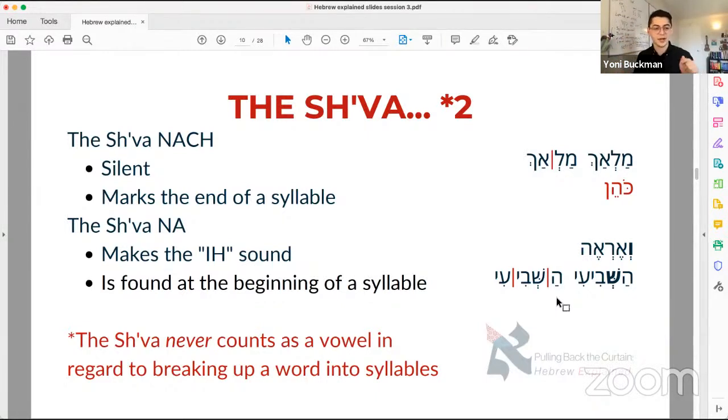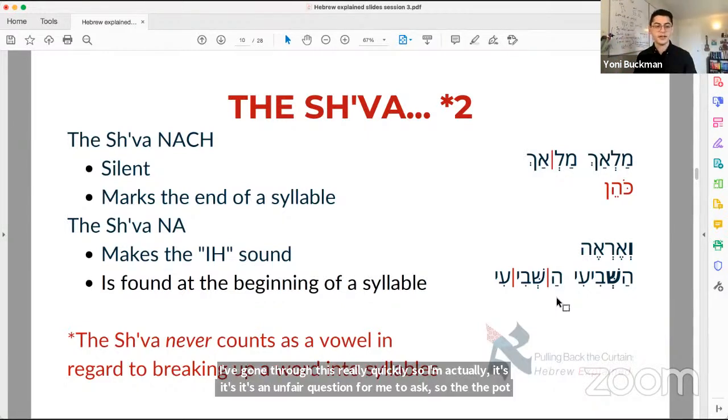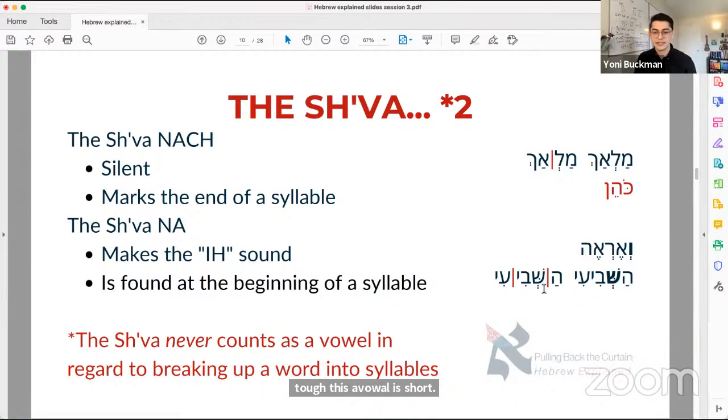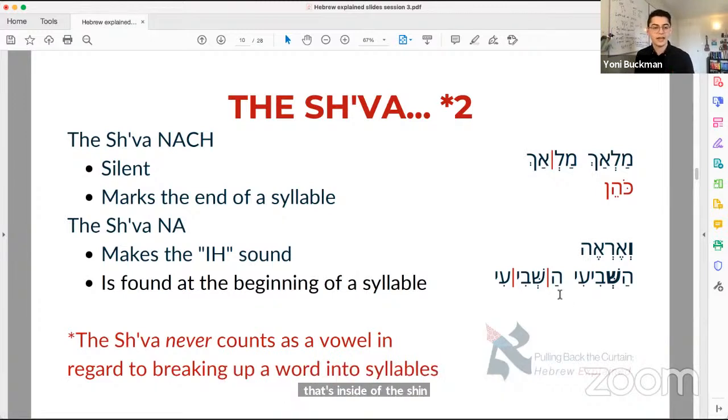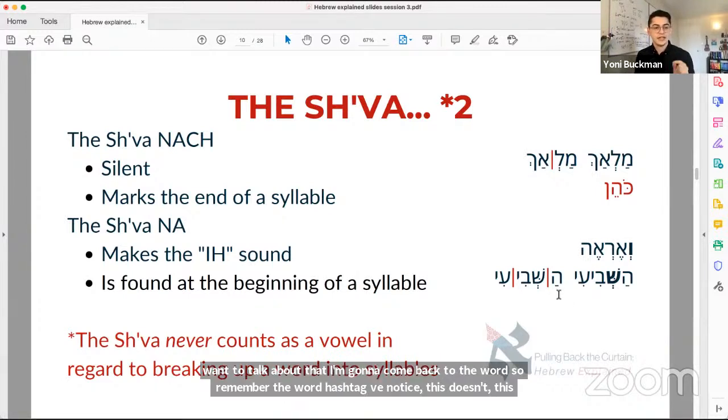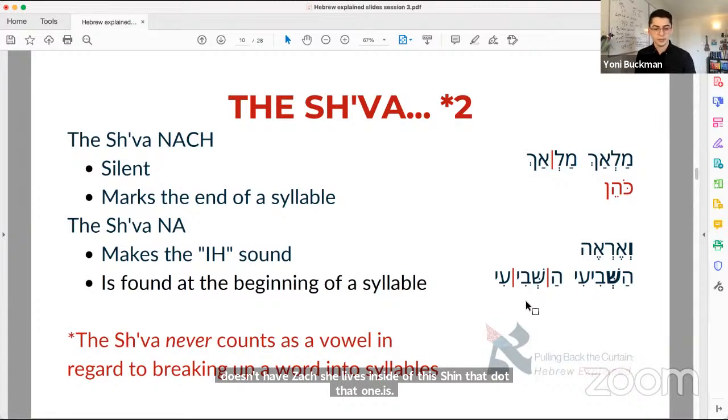We're going to talk about that. I'm going to come back to the word. So remember the word hashvi'i. Notice this dot, this dagesh chazak. She lives inside of this shin. That one dot is my favorite thing in all of biblical Hebrew, because it's telling you that there's a mystery that you need to figure out. So that dot is doing a lot of work there, and it answers why, and we'll get to it at the end, why a patach lives in this open syllable.